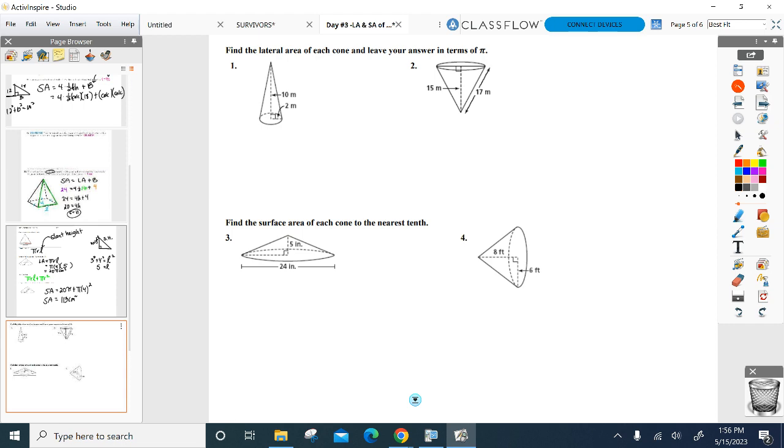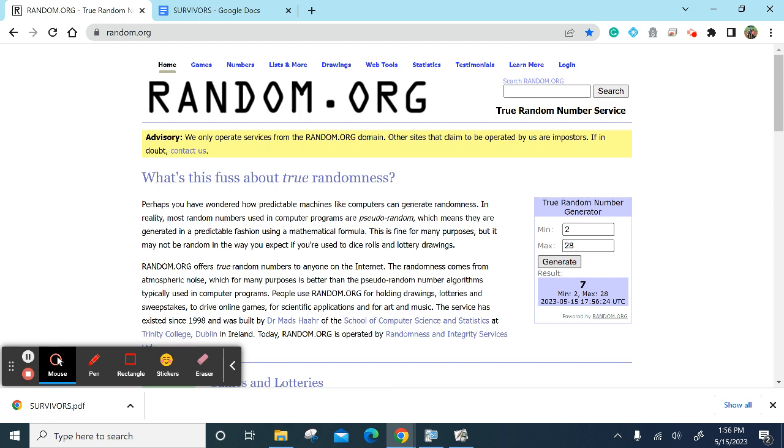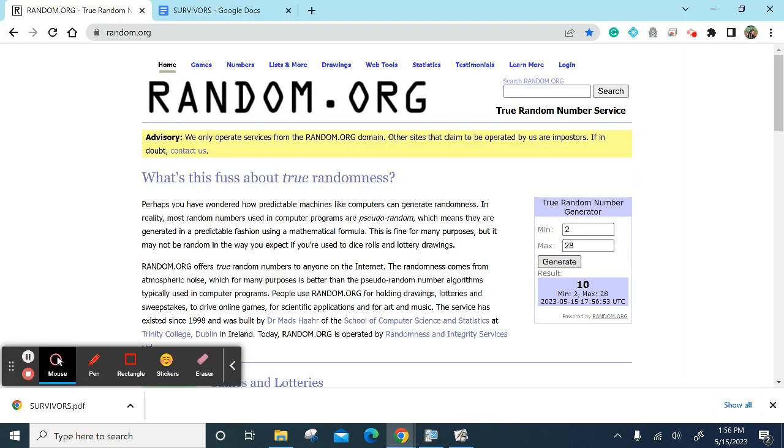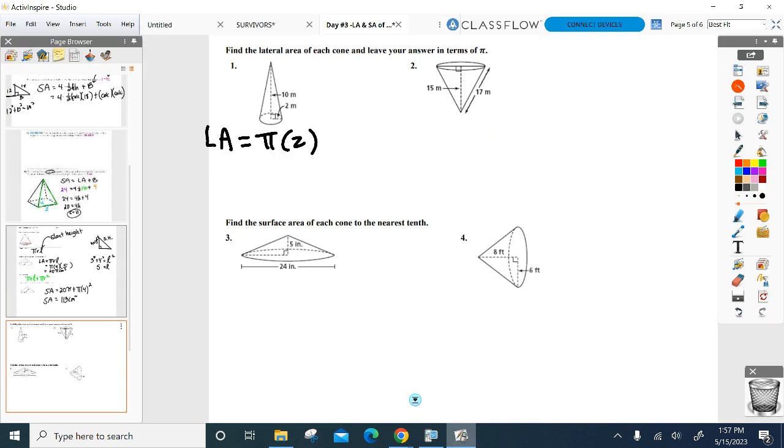All right, so now back to lateral area in terms of pi. So pi radius here. What's my radius? 2. And what's the 10 pointing to? The altitude, not what I want to plug in, though. I want to plug in the slant height. So we go back to Pythag. 10 squared plus 2 squared equals my slant height squared. And you guys are going to find out that's the square root of 104.